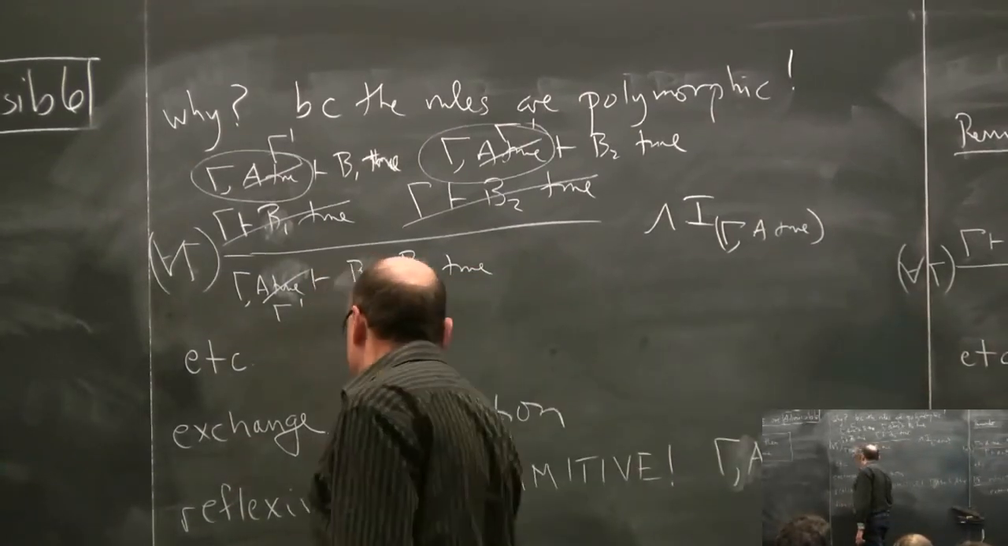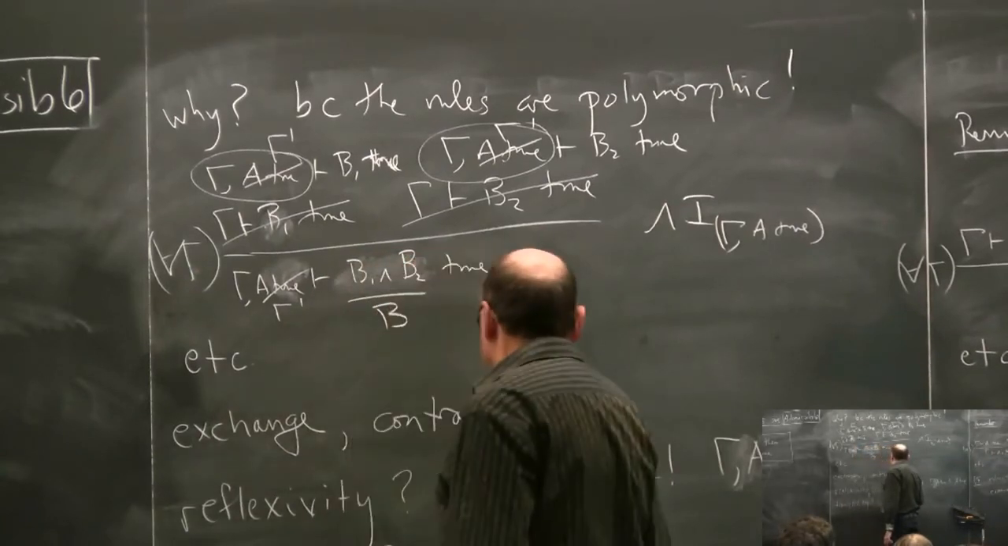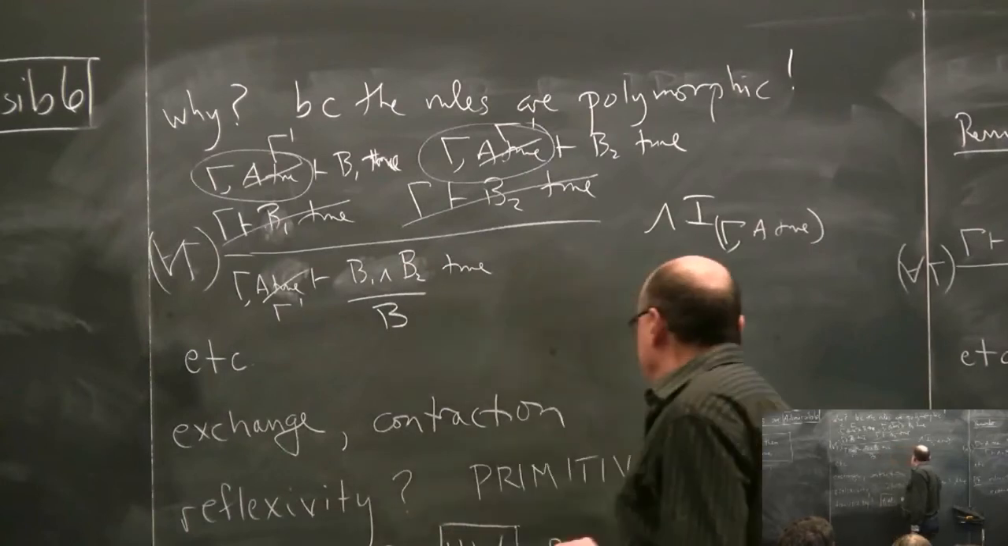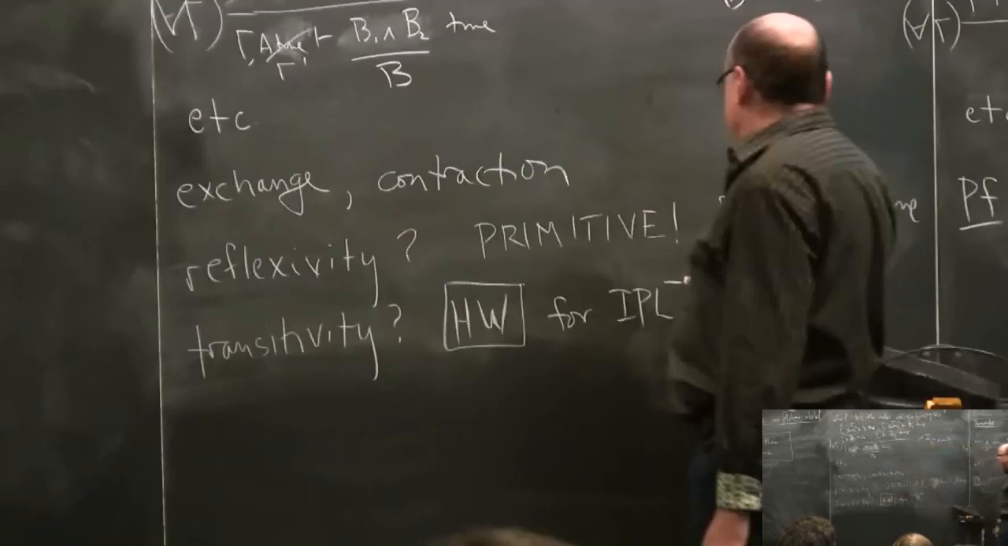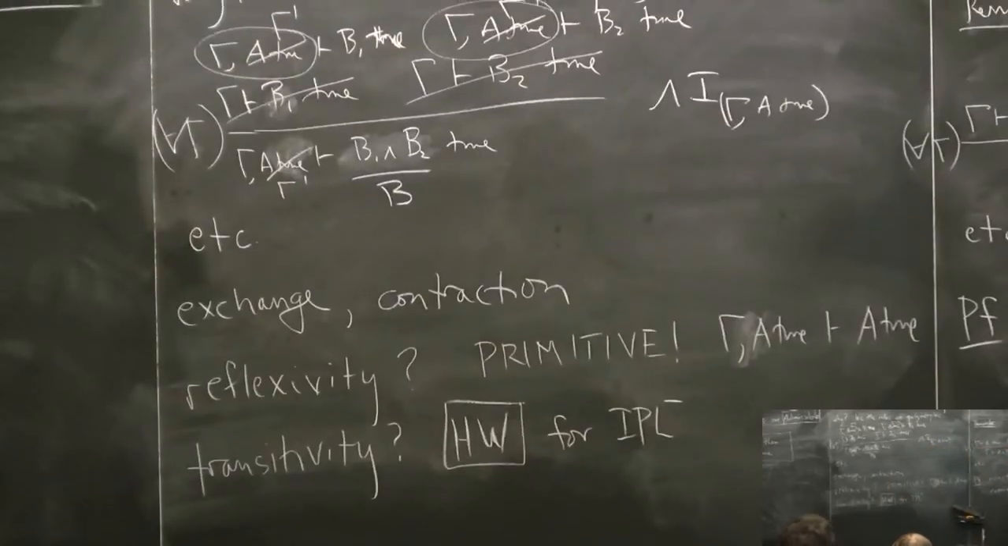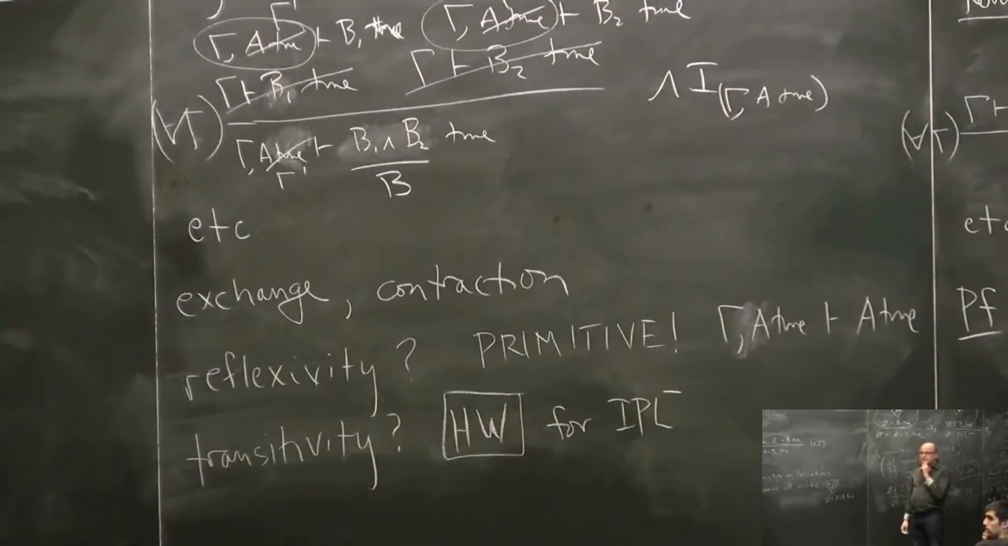And this I will leave as a homework. Prove transitivity. And I would say, for the sake of your sanity, just do it for IPL minus, okay? The negative fragment, because that's enough to give you the main points.